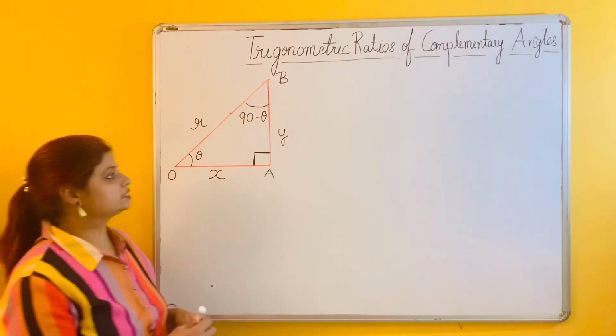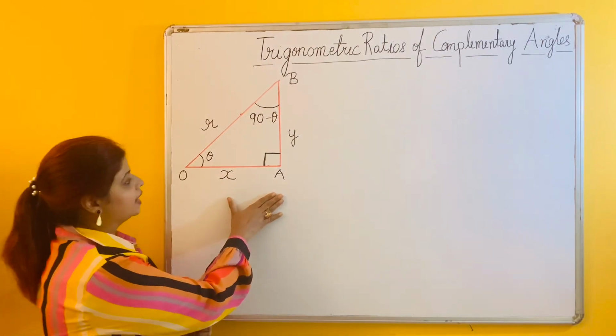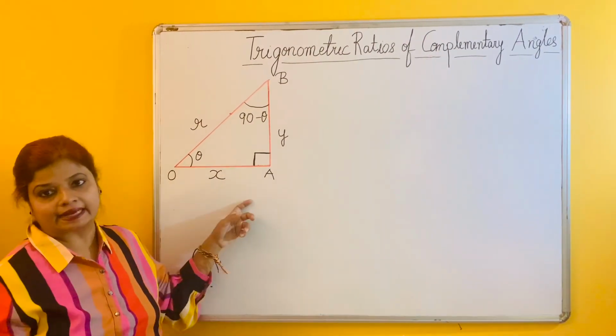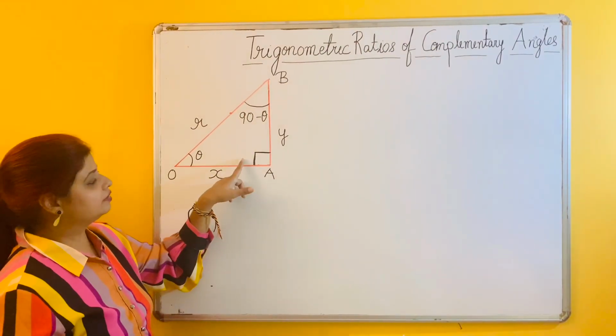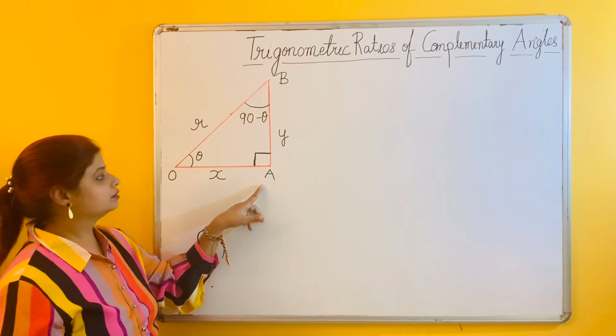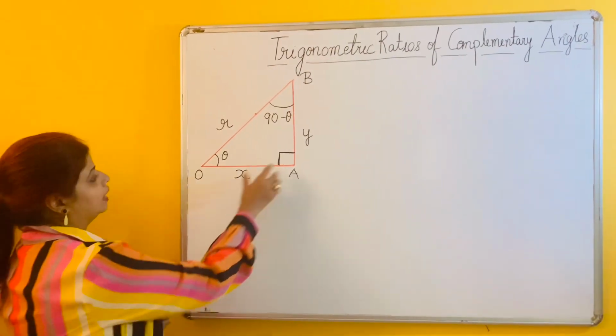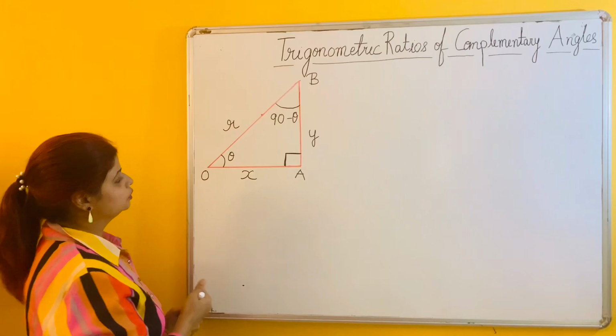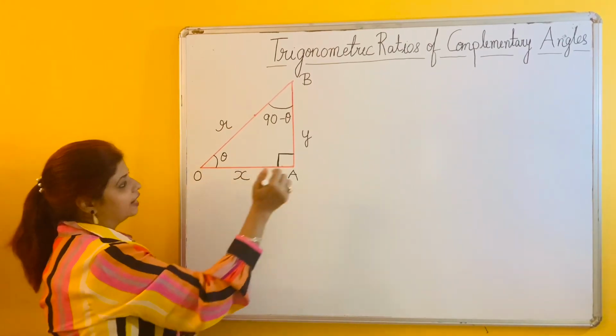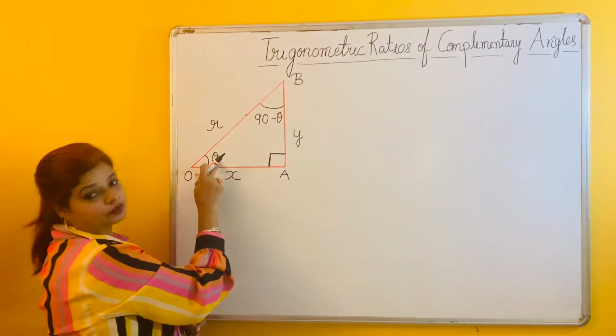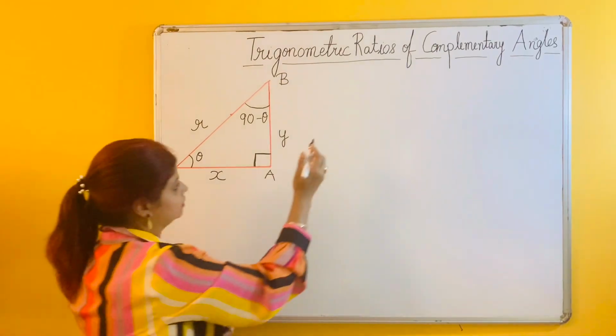Okay, so let's start. Here we have a triangle OAB. It's a right angle triangle which has a right angle at angle A. Now I have given the measurements here. So can we write the values of sine theta, cos theta and tan theta?